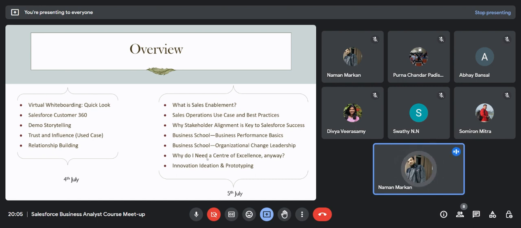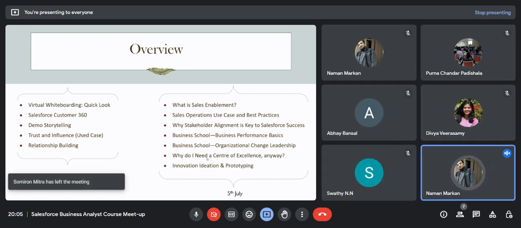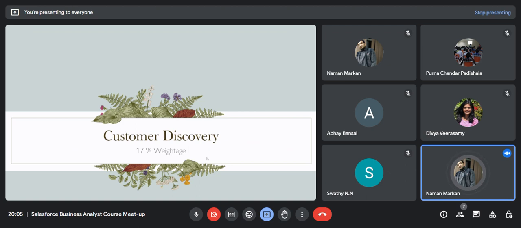And then we looked into how we can make sure that the alignment related to the business process is completed with stakeholder involvement. Also we looked into the performance metrics for everyone involved in the business process. Then we looked into prototyping, ideation, and why I need a center of excellence anyway. So these things were covered in the collaboration part.